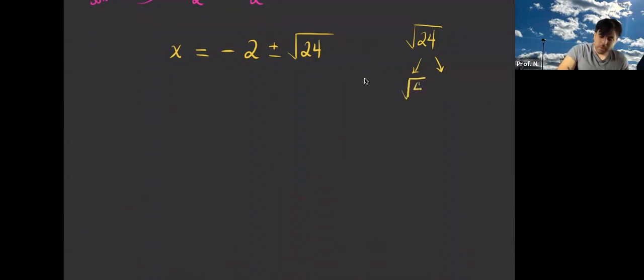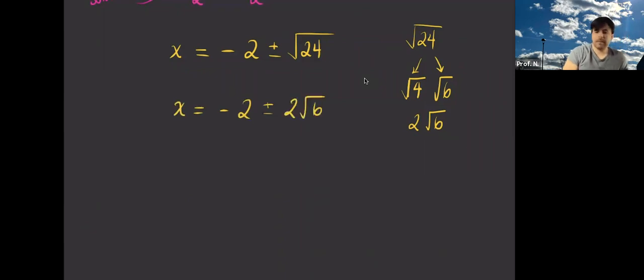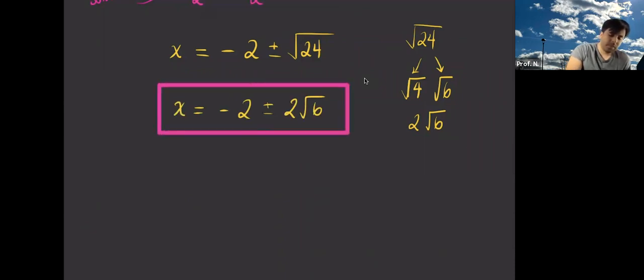Square root of 4, square root of 6. Square root of 4 is 2. Square root of 6 is square root of 6. So we get that x is equal to negative 2 plus or minus 2 square root of 6. And this is my solution. These are my zeros, so these are my zeros slash roots slash solution. And that's really the extent of it.